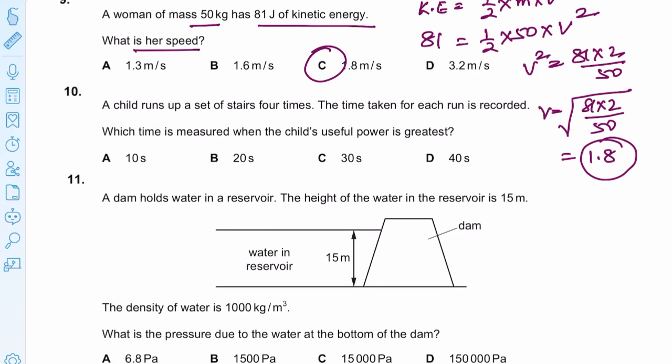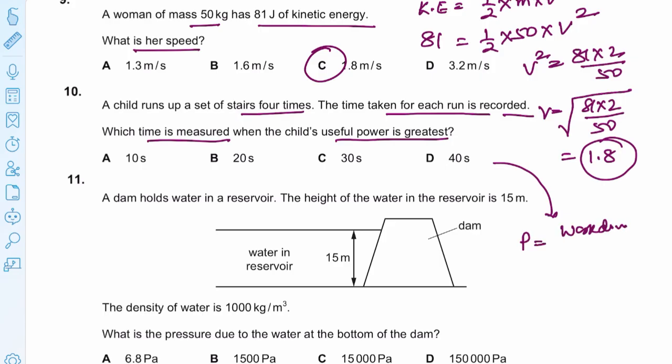Question number 10. A child runs up a set of stairs 4 times. The time taken for each run is recorded. Which time is measured when the child's useful power is greatest? To find the power, all of us know the formula: P equals work done over time, right? Work done over time. For the condition given, power is greatest.